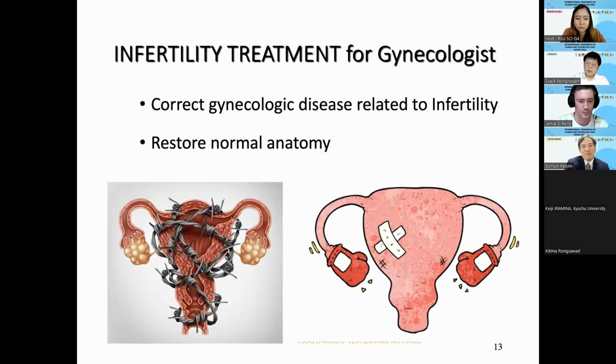But in the womb, we have to correct things. If the womb has a disease, we have to fix it before we put the embryo back.